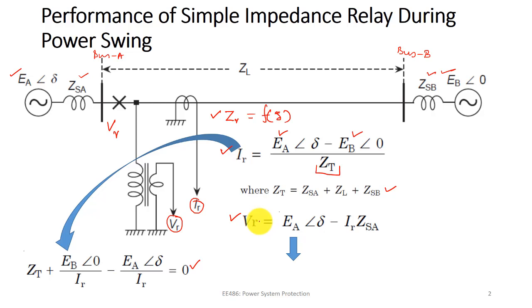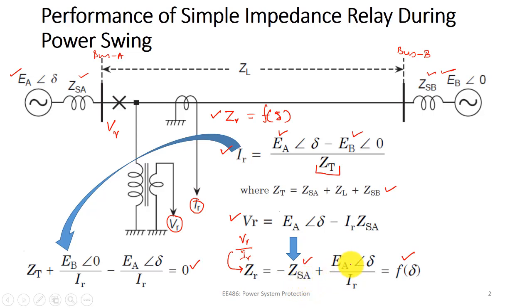And from the equation of VR, by dividing by IR on both sides, I find VR by IR, which is equal to ZR, and ZR is equal to minus ZSA plus EA by IR. Now we can see this ZR as a function of delta. So ZR is a function of delta: minus ZSA plus EA angle delta by IR. EA by IR I can write in terms of ZT plus EB by IR.